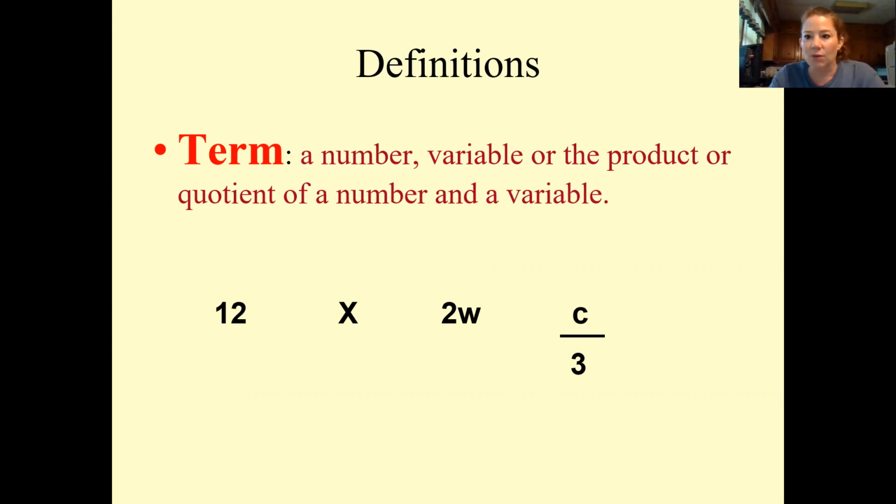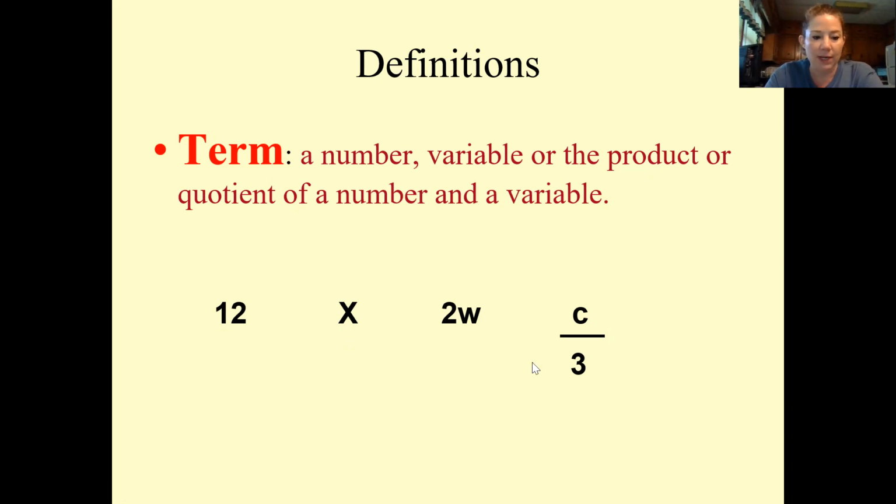So just a review of the word term in math, that just simply means that terms are either a number like 12, a variable by itself like x, a product of a variable and a number like 2x, or it could be the quotient of a number and a variable like c over 3. Those are all individual terms. And how do we identify each term in a long expression?